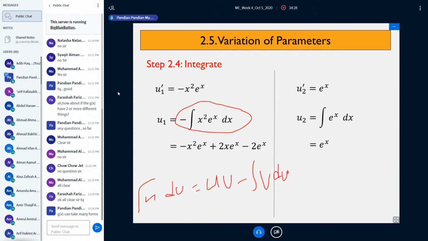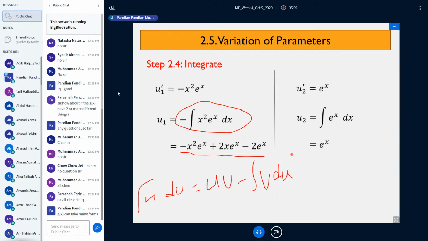So that is the formula for how to integrate this. If you cannot do it now, later on you can do it. So minus x squared e^x dx, the whole thing, once you simplify, you get minus x squared e^x plus 2x e^x minus 2e^x. This is your u1. Take note here we don't need to put c. This variation of parameters is just to find u1 in terms of x only. So there is no c here. You no need to put constant c.